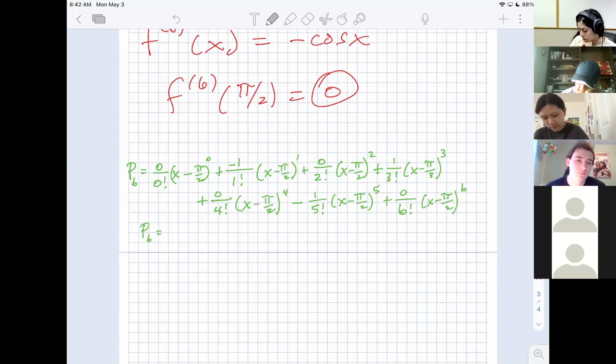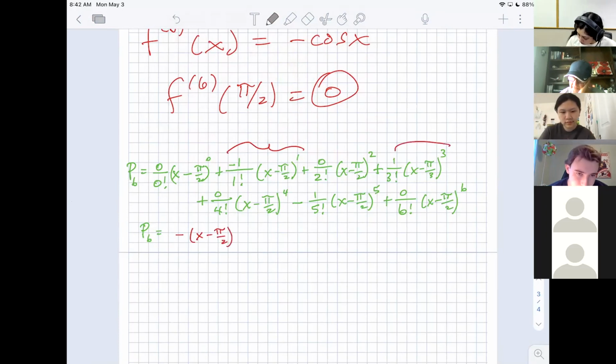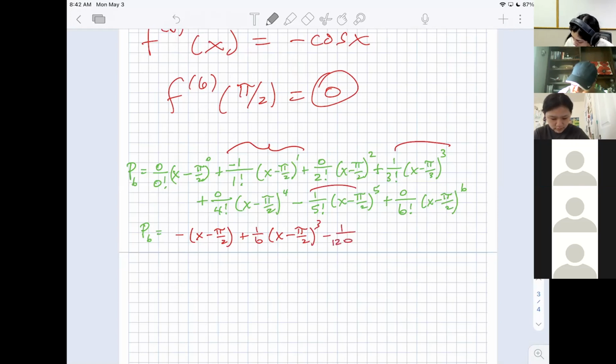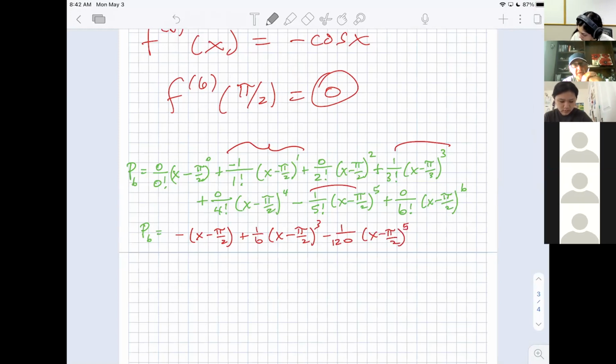don't I have minus, so I'm looking at this term here. Don't I have minus x minus pi over 2 to the first power? And I'm looking at this term, 3 factorial is 6. So I have plus 1 over 6 times x minus pi over 2 cubed. And then I'm looking at this term, minus 1 over 5 factorial, which is 120, times x minus pi over 2 to the 5th power. Notice I'm not saying dot, dot, dot, because that's not what f of x is equal to. I said I want a 6th-degree polynomial. Well, there isn't 6 of them. There's 3 terms. Notice they alternate. That's kind of cool. Alternating series.